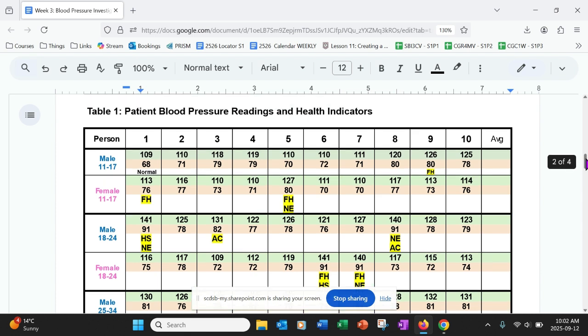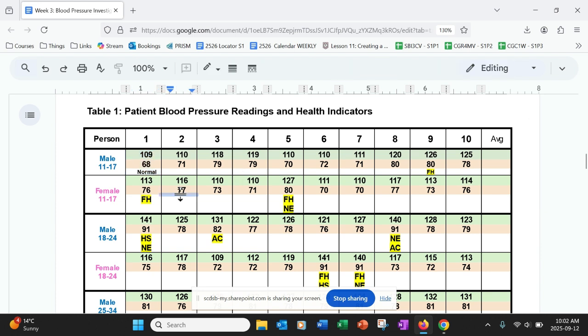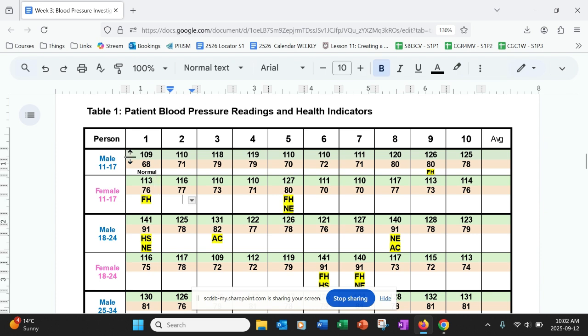All right. So each box is 100 people. Okay. Oh my God. Each box is one person. Each box is one person. So that's one male, ages 11 to 17. This one here, right? Each box is one person.